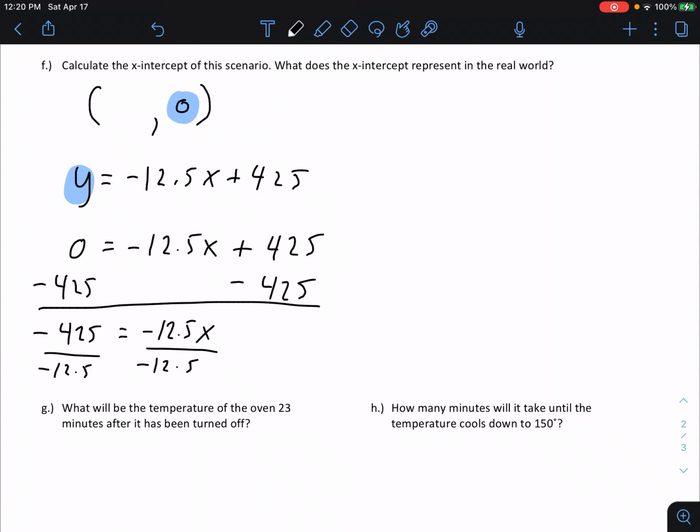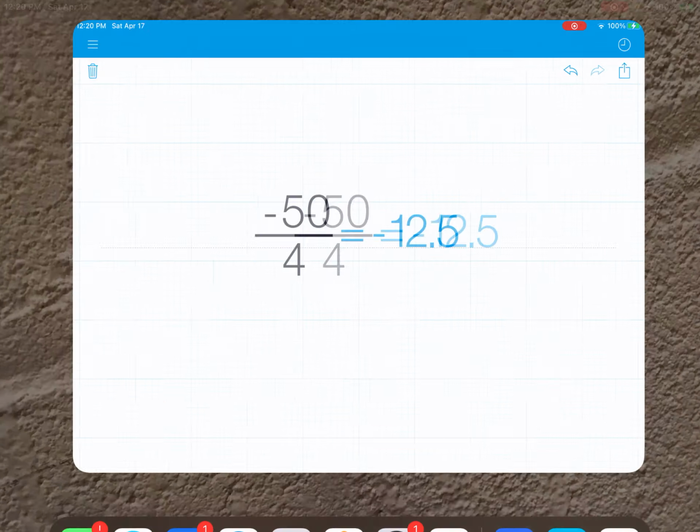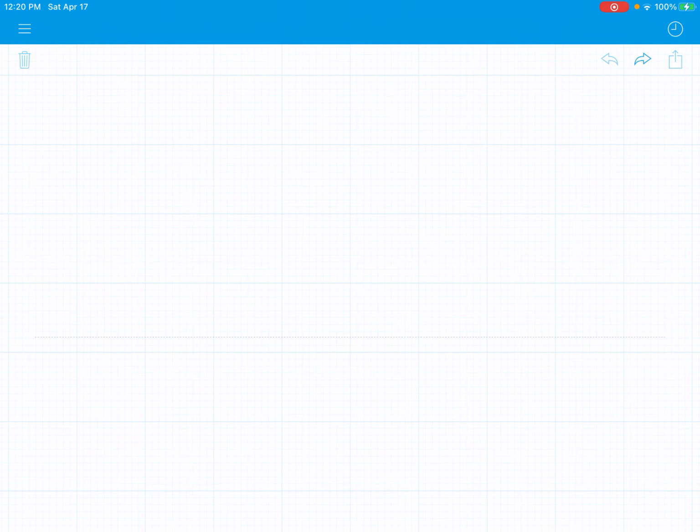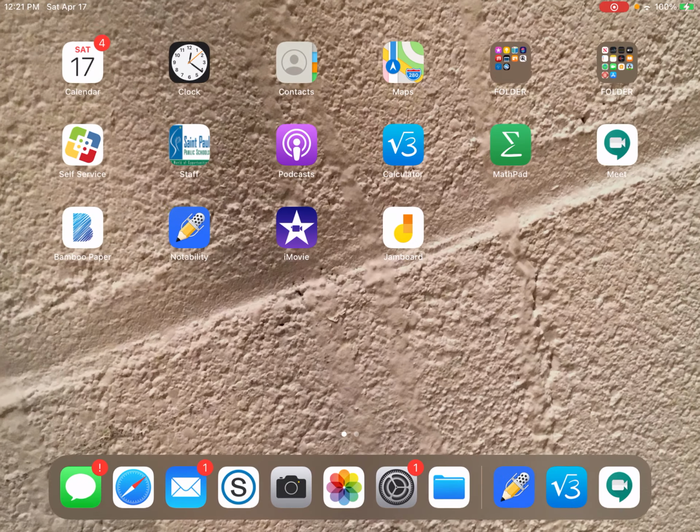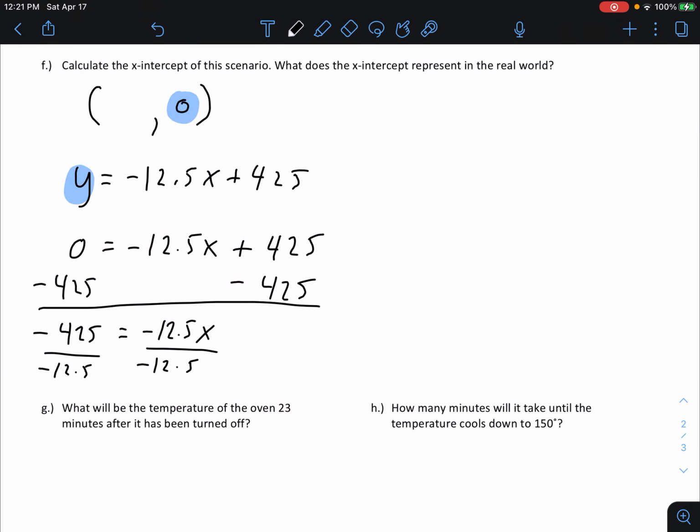And gosh, I don't know if I can do that in my head. I probably could if I thought about it a while, and some of you are probably like, oh boy, how do I do that? Well, let's just go over to that calculator. So we're going to do negative 425 divided by negative 12.5. And it should give us an answer, 34. Perfect. See, calculators are great. So x equals 34. So that means this is 34.